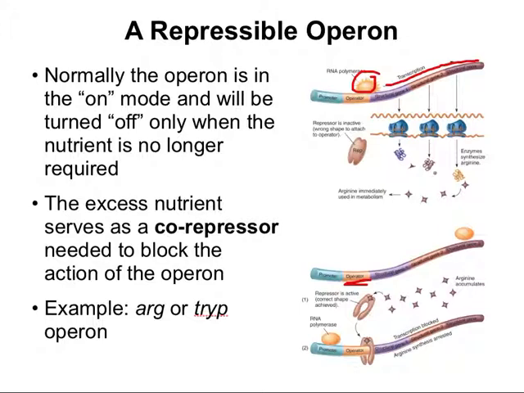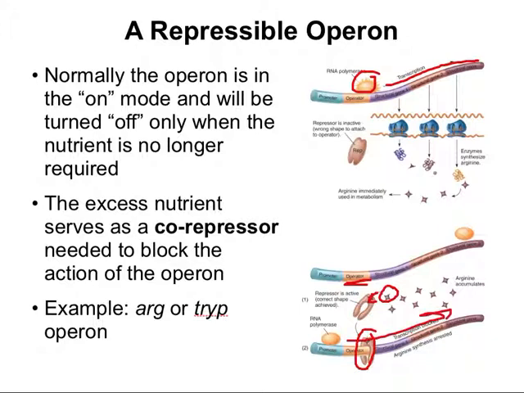However, should there become an excess of the amino acid, then it will bind to the repressor protein. In this case, binding to the repressor protein activates the repressor protein. So it's called a co-repressor because it's activating the repressor protein so that that repressor protein can now bind to the operator region and prevent the RNA polymerase from jumping on the promoter and transcribing the genes.